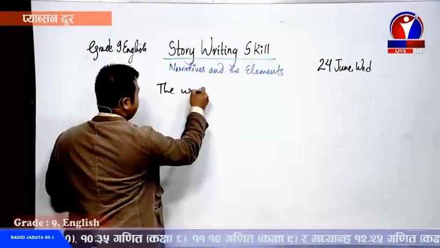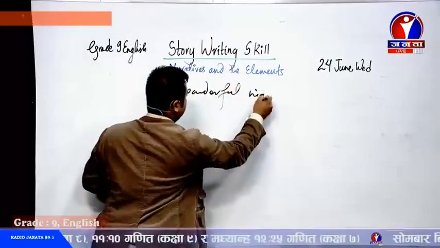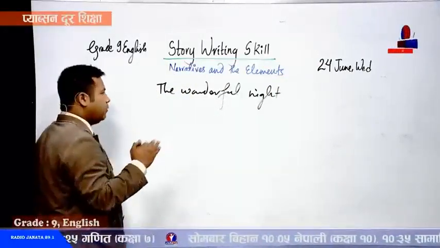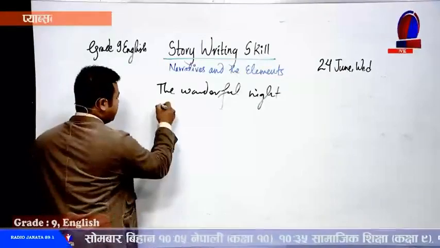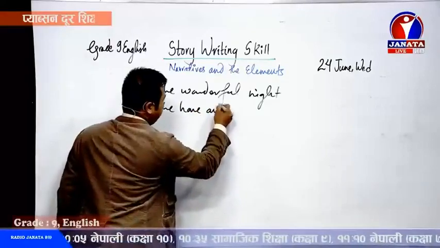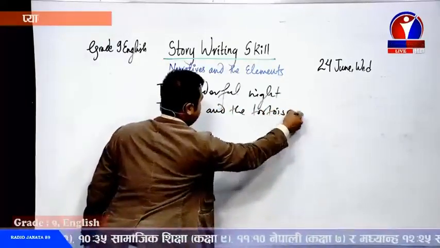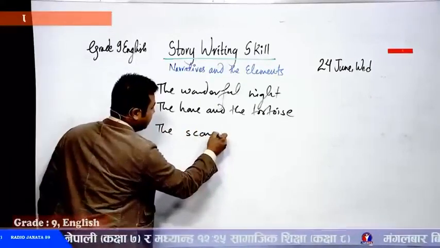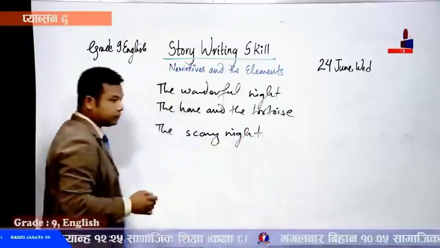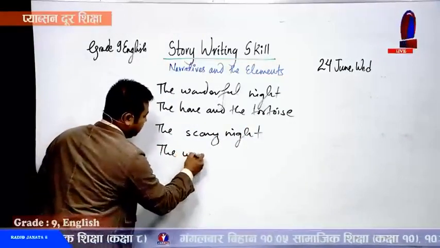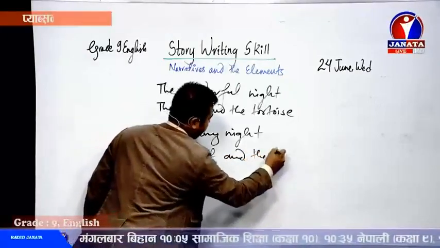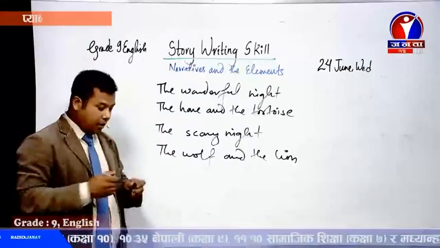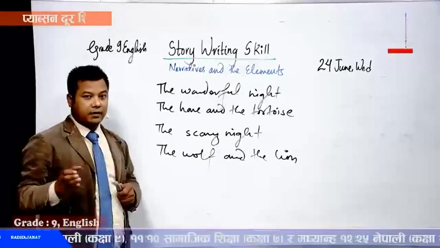I will say one title of my story is The Wonderful Night. Very quickly I would write The Wonderful Night. The common story that we have been hearing since childhood is this: the hare and the tortoise. This is one story. Or maybe we can say the scary night, or the wolf and the lion. Suppose this is a title that you are using. Title could be anything. But how to make a good title, grammatically correct?